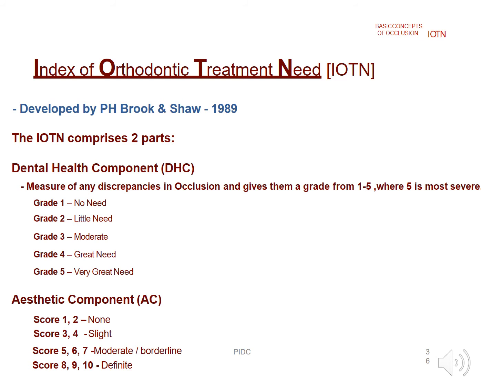Grade number 1 shows that this patient does not need any orthodontic treatment. Grade number 2, the patient may have little need of orthodontic treatment. Grade number 3, moderate need of orthodontic treatment. Grade number 4, great need of orthodontic treatment. And grade number 5, very great need of orthodontic treatment.